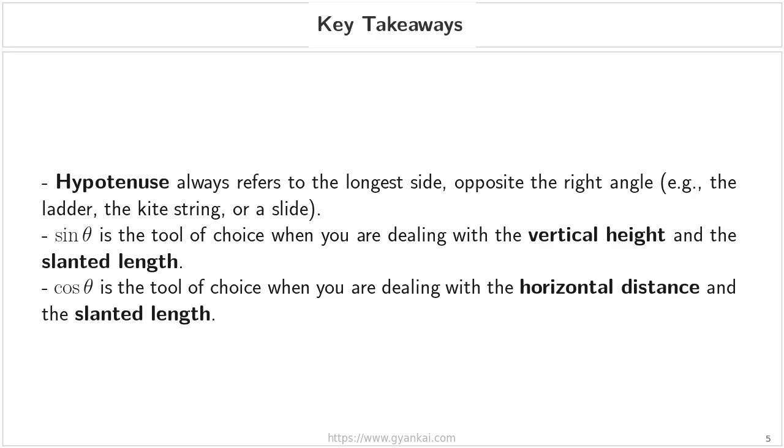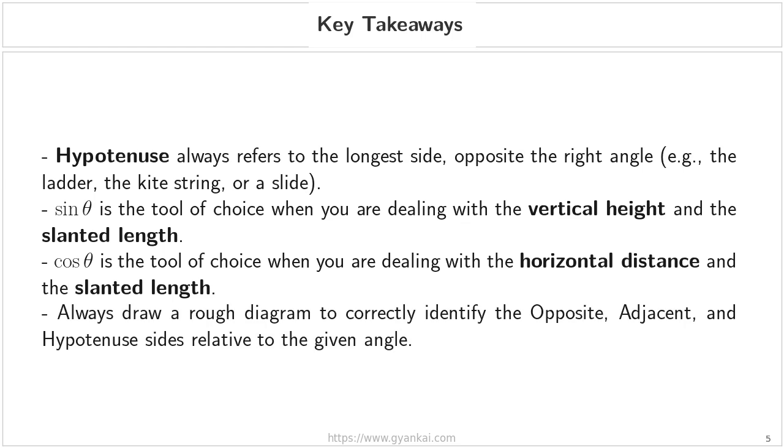Next, let's refine our strategy for choosing the right ratio. If your problem involves the vertical height and that slanted length, then sine theta is your tool of choice. Conversely, if you are dealing with the horizontal distance along the ground and the slanted length, then cosine theta is the ratio you should use.